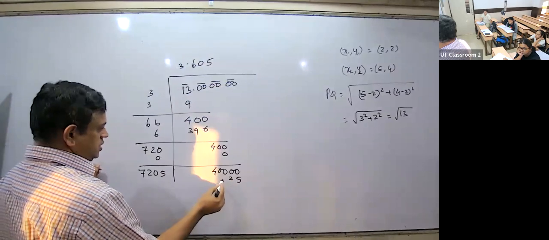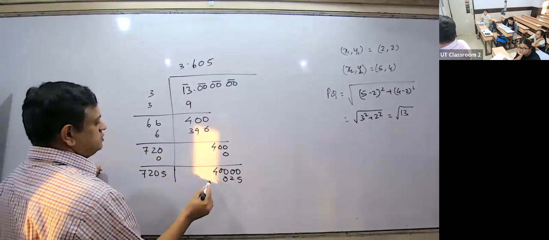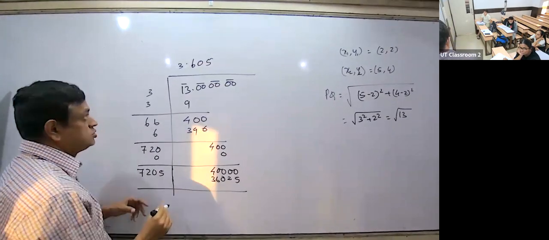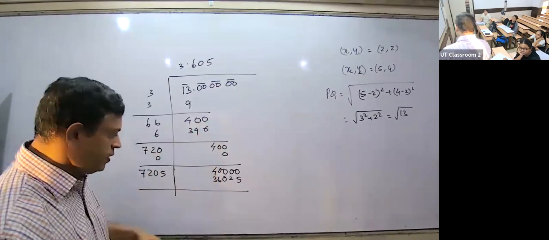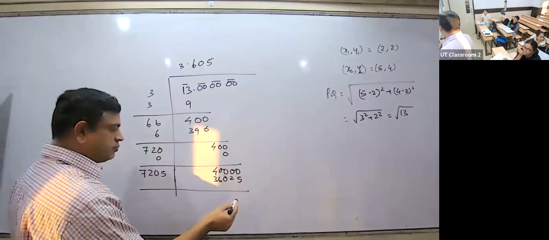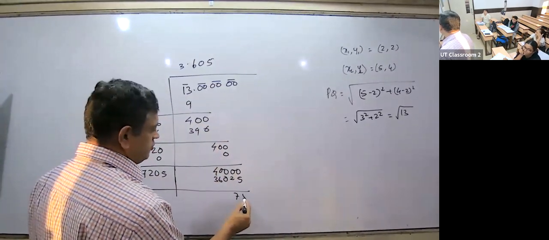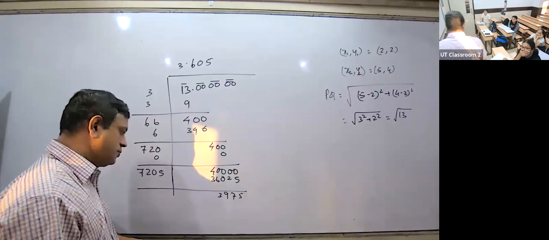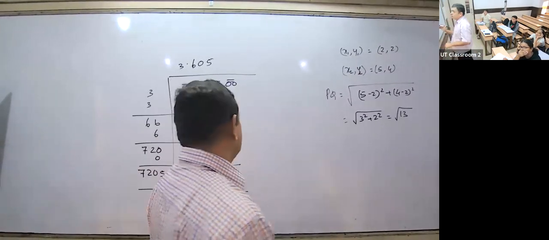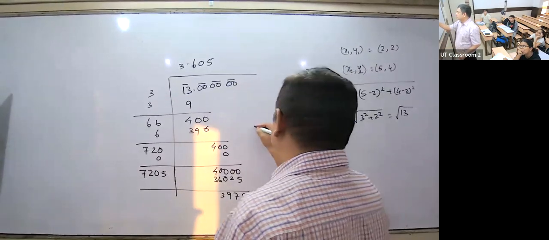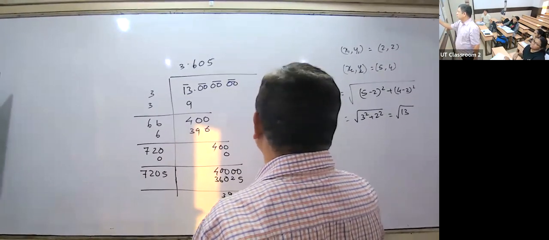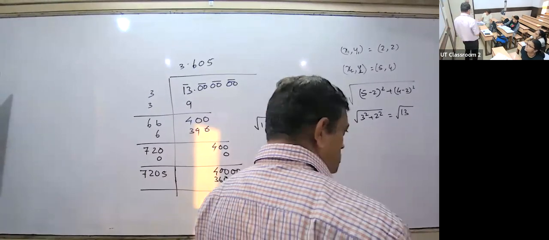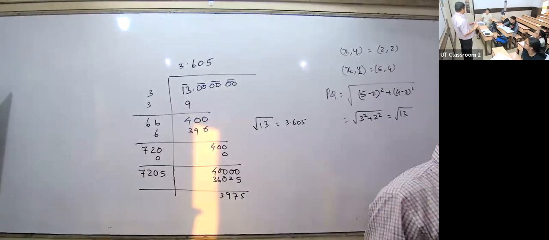7 sixes are 42, you know. 5 fives are 25, 5 twos are 10, and 5 sevens are 35 plus 1, 36. Even then we don't need to subtract because we got enough places. If you want to subtract, you can refer to the units. Now therefore you got root of 13 equal to how much? You got 3.605. This is an approximation to 3 places. All right, 3.605.